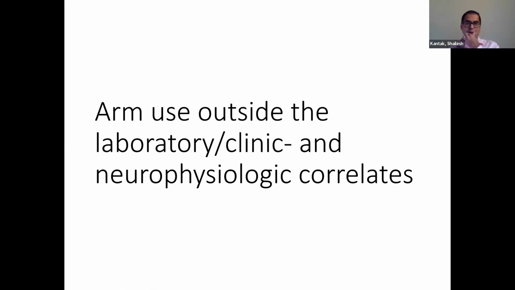All right. So thank you, Laurel and Cory, for presenting how use capacity disparity has been studied in our project. In the next part, I will present some very preliminary data on the measurement of arm use in patients' daily life outside the laboratory and some potential neurophysiologic correlates of arm use.